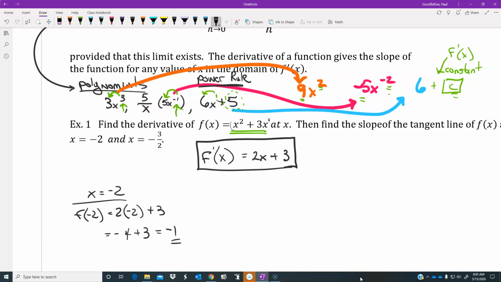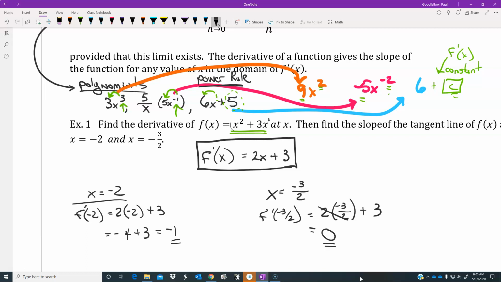Okay, so the derivative at f of negative 2 would be the number negative 1. And then we would also talk about x equaling negative 3/2. The derivative at that location would end up being 2 times negative 3/2 plus 3, and then these would cancel, and we'd end up with the number 0.